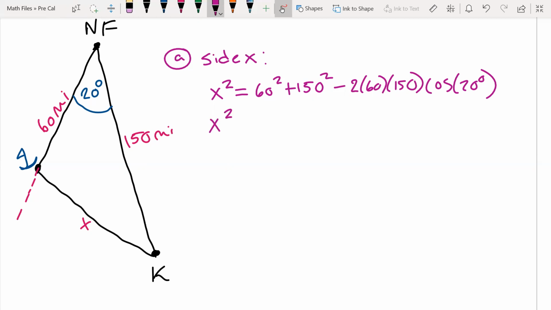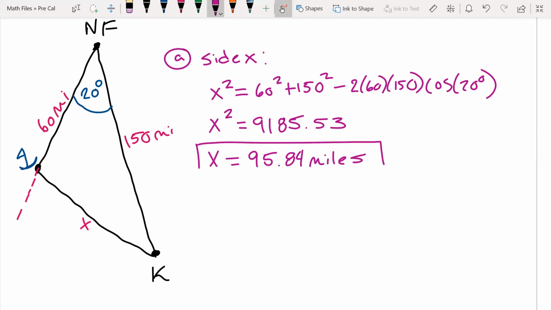Yes, sir. And I'm just going to type all that in the calculator. 60 squared plus 150 squared minus 2 times 60 times 150 times the cosine of 20 degrees. And we get 9,185.53. And then we square root both sides. And I get X is 95.84 miles. There's the right answer for A. So we are 95.84 miles away from Key West.